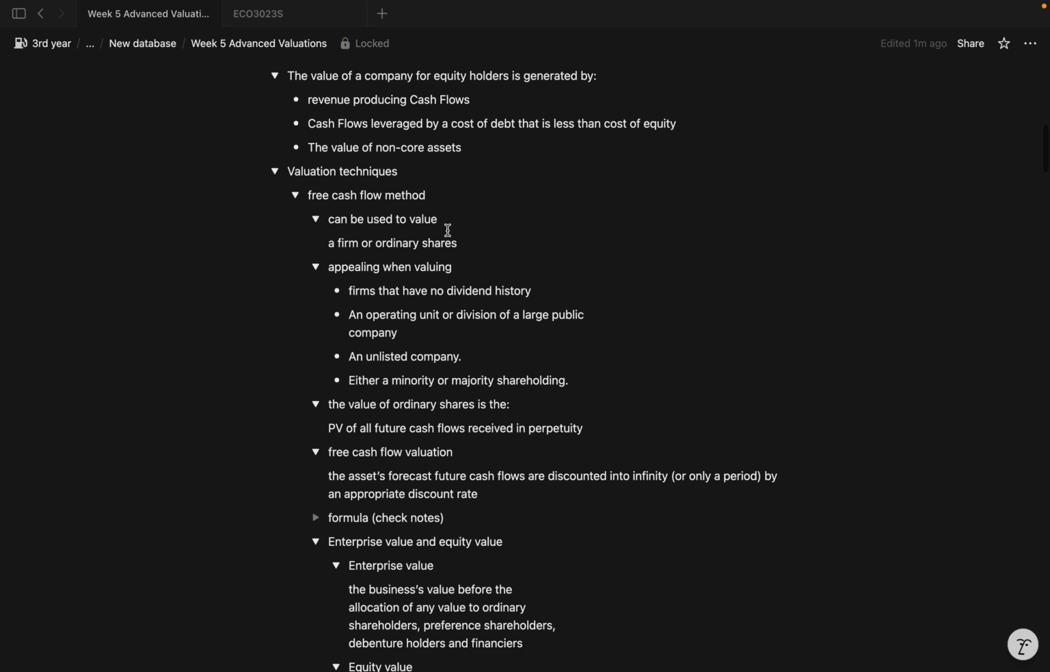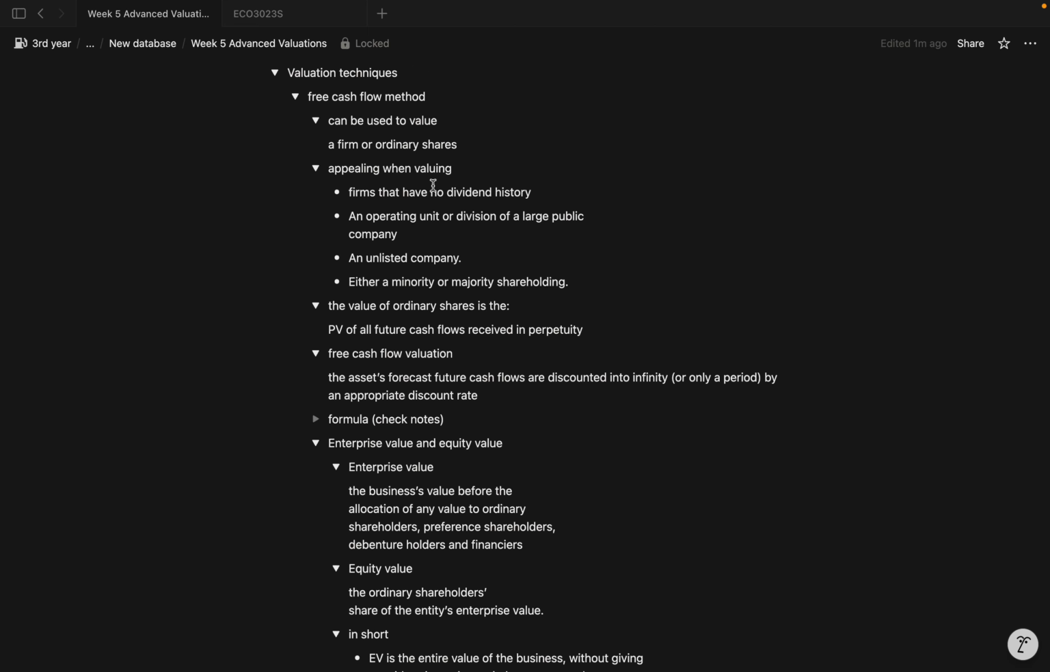So how do we produce value? Through revenue producing cash flows. Cash flows leveraged by a cost of debt that is less than a cost of equity, and through the value of our non-core assets. So a few valuation techniques.